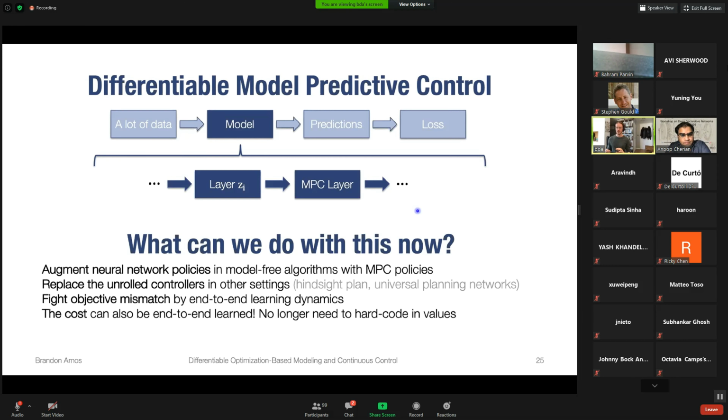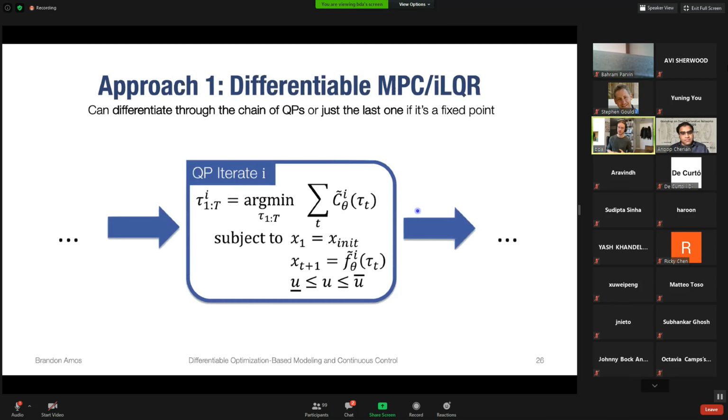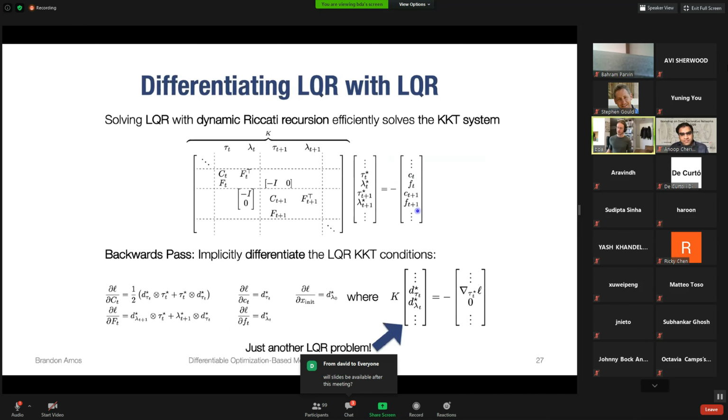Skipping over most of the details for now, there are actually quite a few ways of instantiating differentiable controllers. This is one that we were doing a few years ago, on differentiating through a chain of quadratic programs, where this is state of the art for a lot of optimization or a lot of controls problems where you know that you have a low dimensional space. I'll skip over this slide. There are interesting connections to differentiating through LQR.